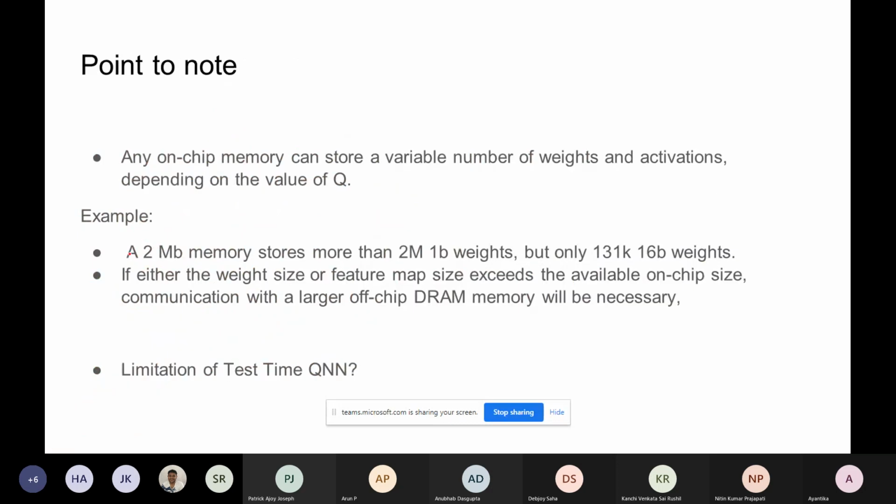Okay, so just to note that a 2 MB memory stores more 1-bit weights. The point to note here is that when you are considering weights in 1 bit, of course you can store a huge amount of weights. The number of weights will be more. Whereas when you are considering 16-bit size of your weights or your activation inputs, outputs, etc., the number of weights or activation values you can store is much lesser. So this is a very salient point.